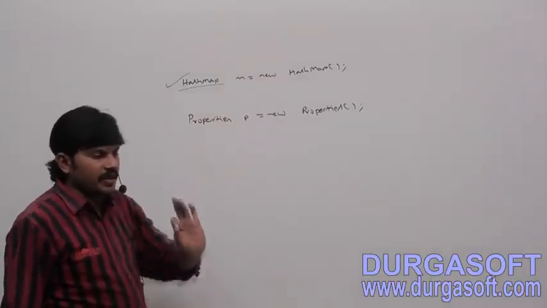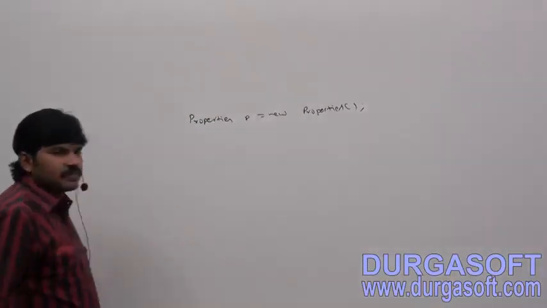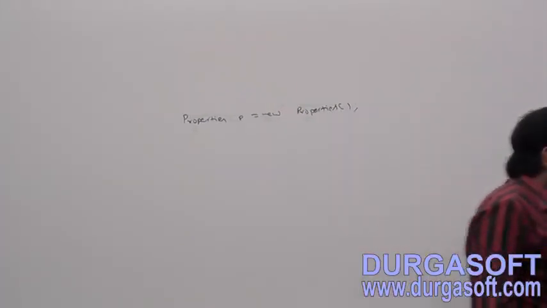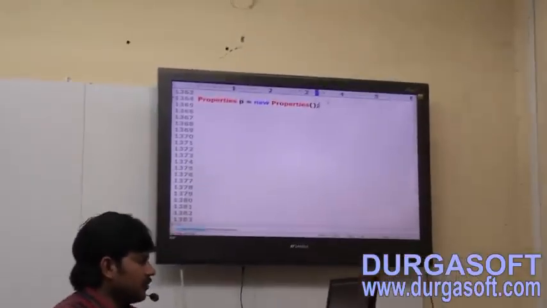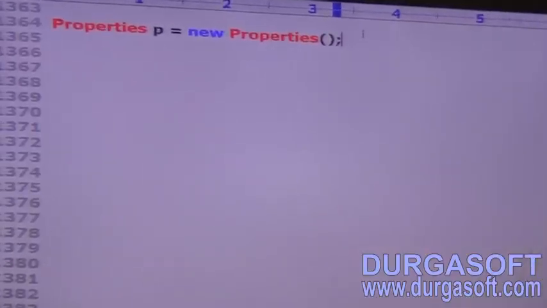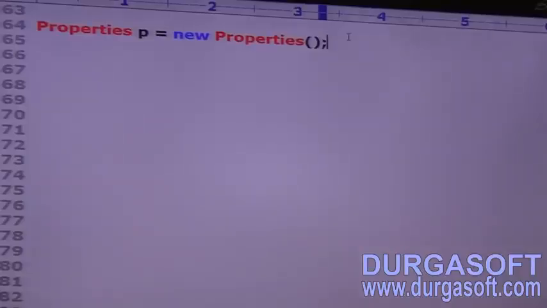Next, the Properties constructor. Only one constructor we are going to discuss. Properties p is equal to new Properties. If you want, you can take it from the screen. Properties p is equal to new Properties. Okay, that's all.